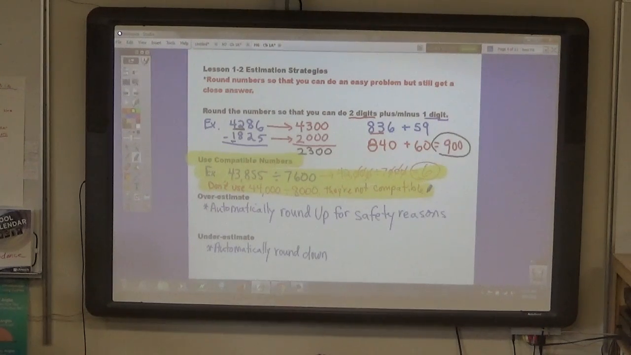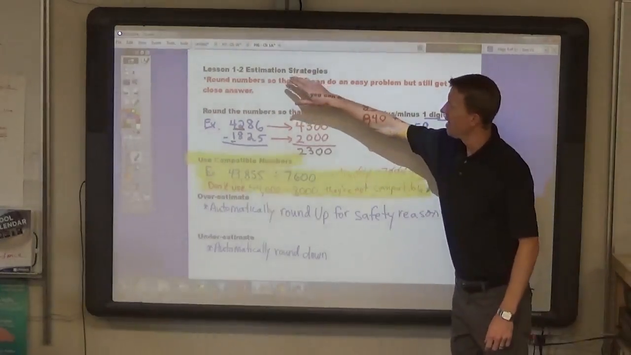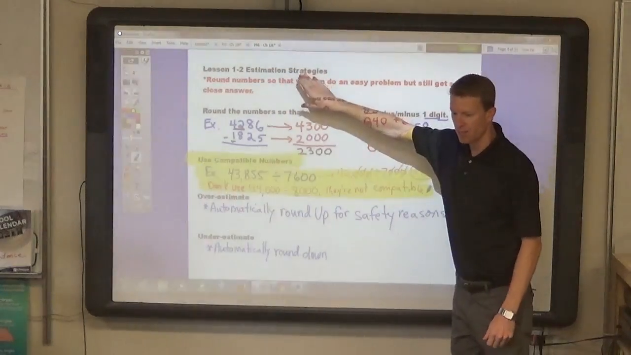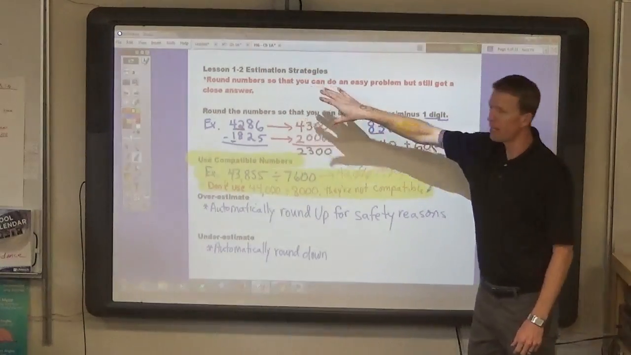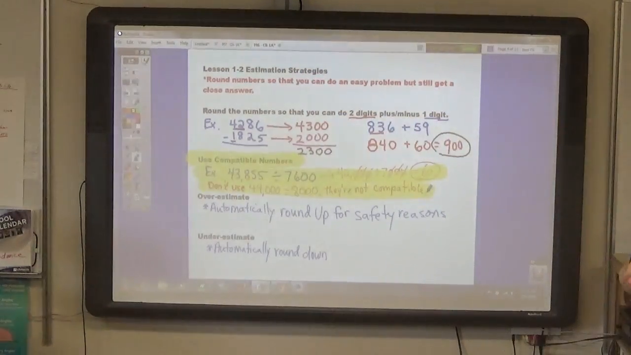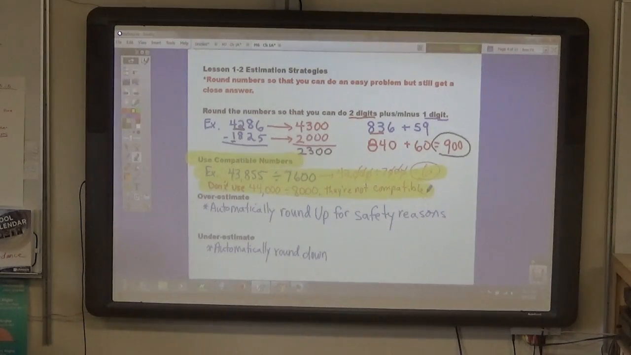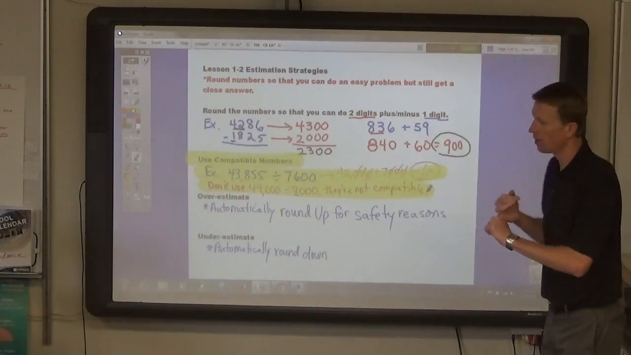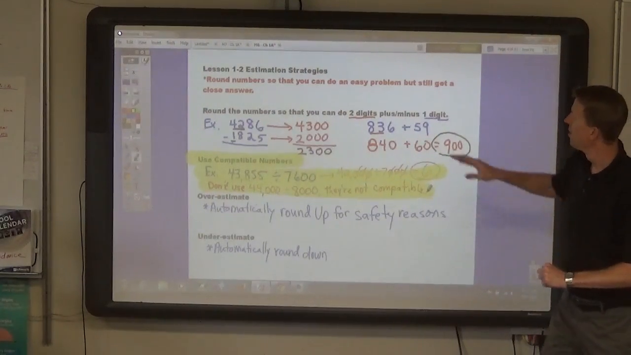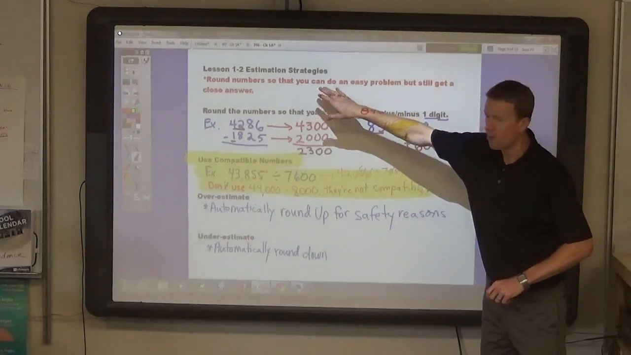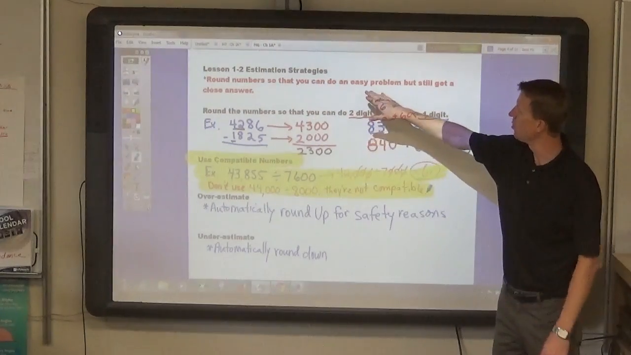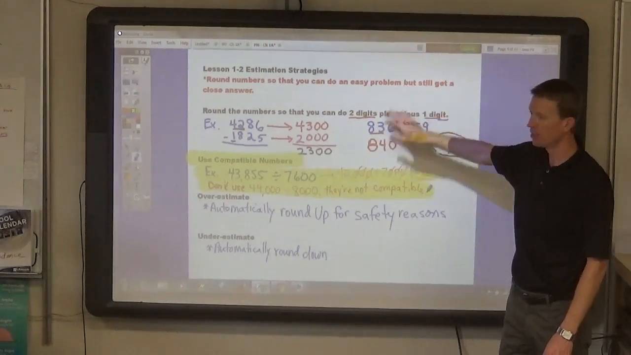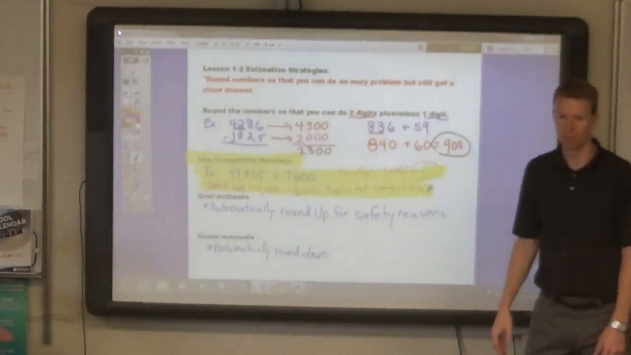So, sixth graders, today we're going to talk about estimation strategies in math. Estimation strategies are used when you want to get a quick answer that's close to the exact answer, but you can find it more easily. All right? A quick answer that you can find more easily. What you'll do is round the numbers so that you can do an easier problem, but still get a close answer to the original problem.